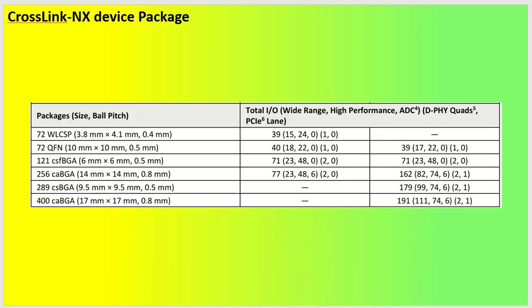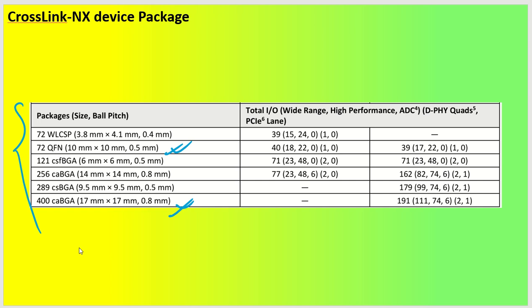If you talk about packages available with this device, you have 72 pin WLCSP package, and then QFN package. We have designed several from the 72 pin QFN package. Then we have 128, the 121 csfBGA package, then 256 caBGA package, 289 csBGA package, and 400 csBGA package. We'll be giving you a design with the 400 csBGA package as well as the 72 pin QFN package. These two designs will cover various applications.